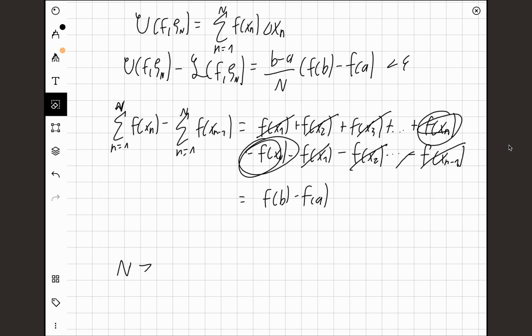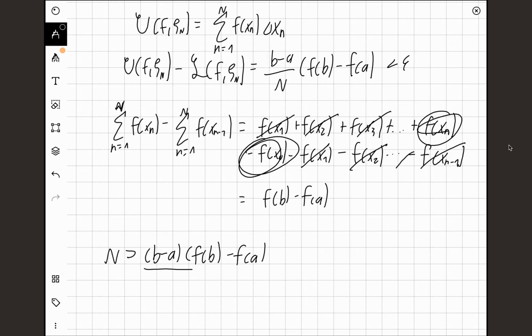I can actually just draw this. So I multiply n on the other side, and I get that n has to be greater than b minus a times f of b minus f of a over epsilon. Now again, epsilon, we choose any epsilon greater than 0. So epsilon can be very small. Epsilon can be 0.00001. So this number will be very big. But again, these are constants: b minus a is just the interval we're looking at, and f of b minus f of a are also constants. So, the smaller the epsilon, the bigger this number will be.